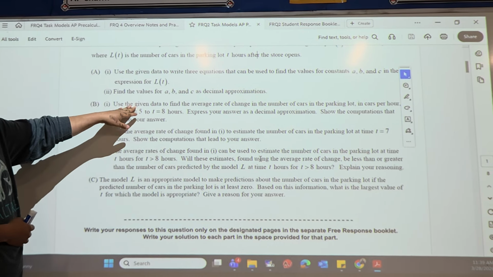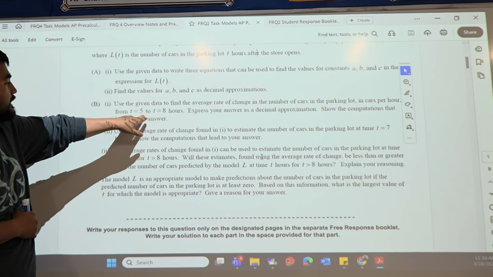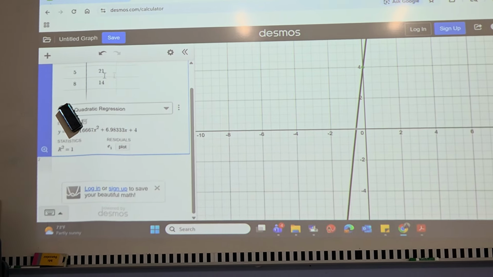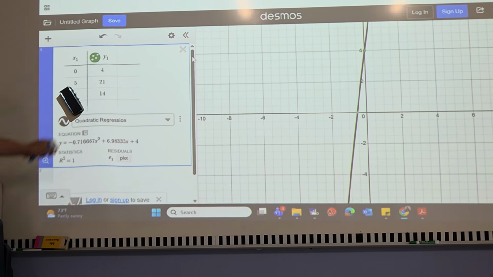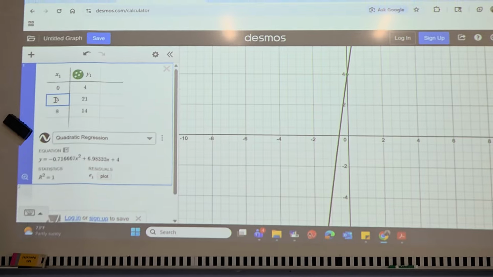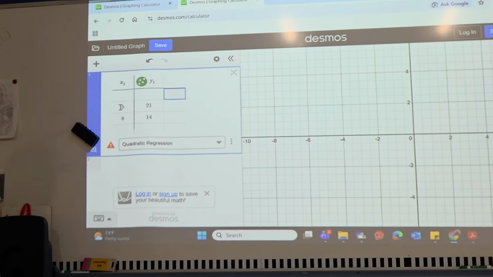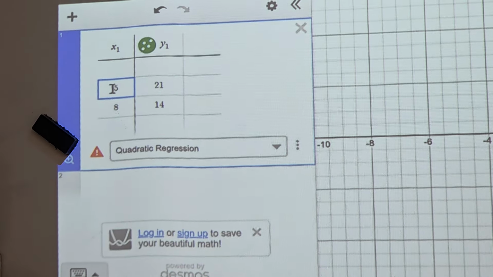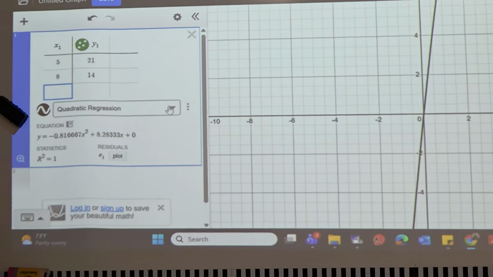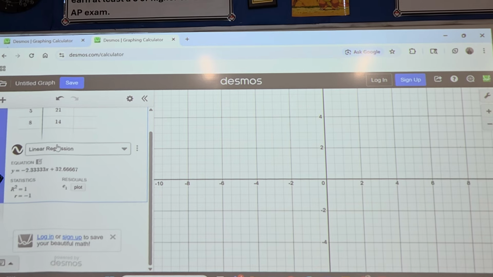Now, be careful, because earlier we plotted 3 points, but now it only wants us to focus from 5 to 8. So what I need to do is go back to my graph, and on this table, I need to take away my first point. So I take away this, right? And then, there you go. I go away from quadratic, and part B is always going to be linear, so I'm going to put linear. And there it is.